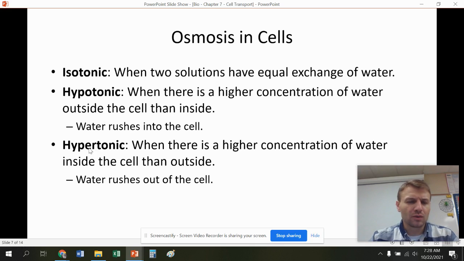Hypertonic solutions are really a solution with a lot of solute. What's going to happen is there's a higher concentration of water inside the cell than outside the cell. So water is going to rush out of the cell, and it's actually going to make the cell shrink.